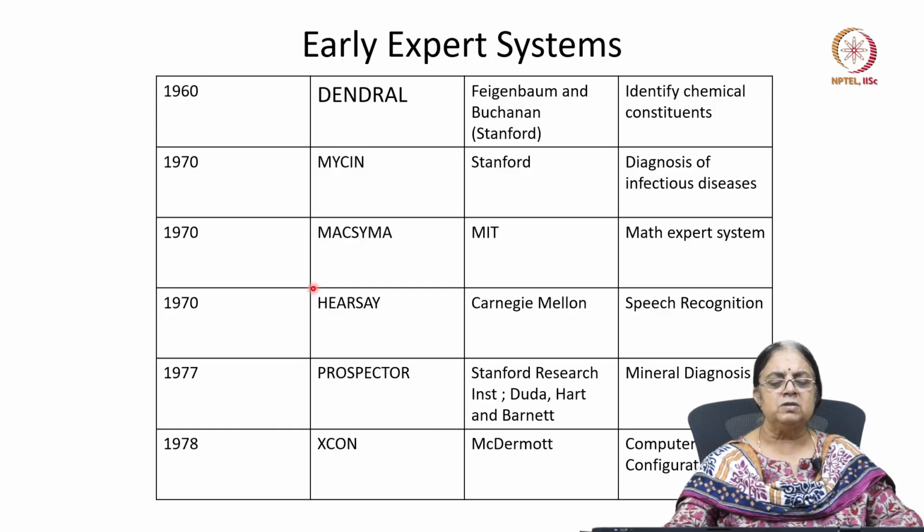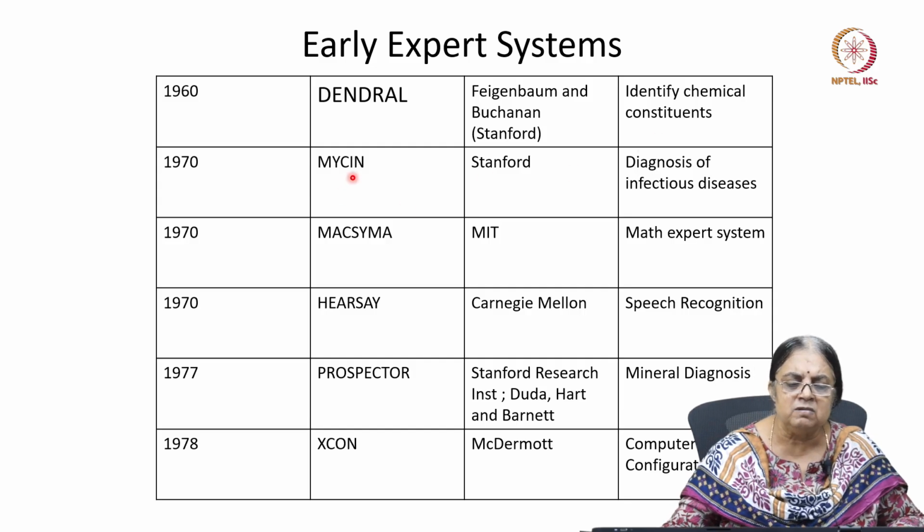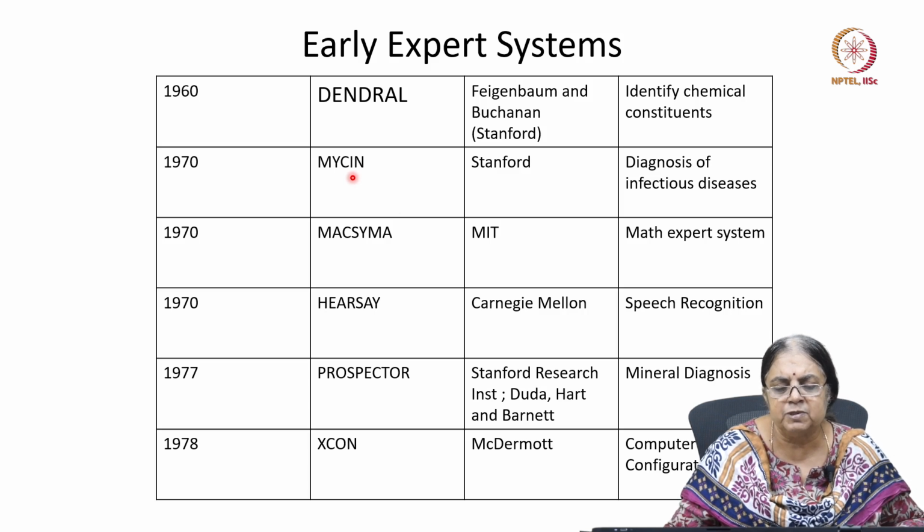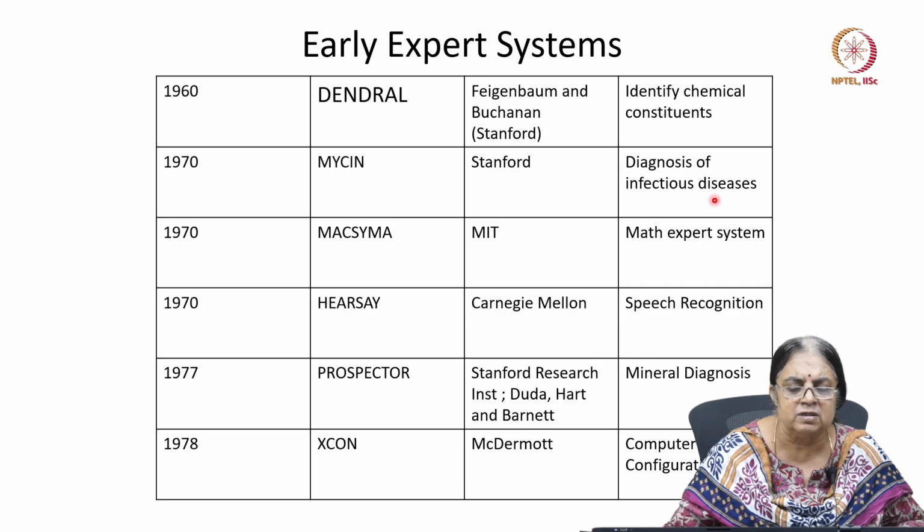Okay, so this gives some of the expert systems which were developed. It started somewhere around 1960, and you had a program called Dendral at Stanford, which identifies the chemical constituents of some substances, right? Then you have Mycin. Mycin was one of the earlier expert systems, again at Stanford, for the diagnosis of infectious diseases.